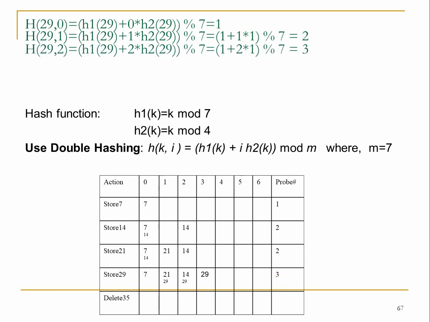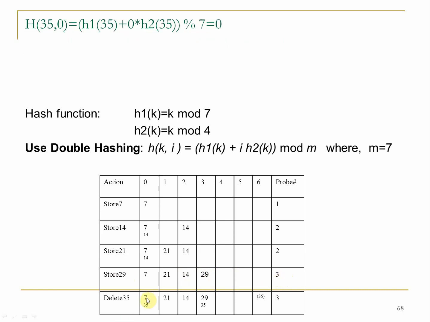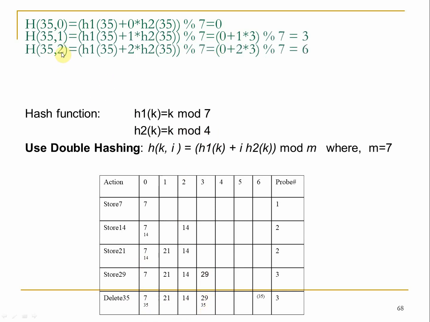Finally, when we try to delete the value of 35, it gives you the same home position 0 as all the other elements 7, 14, and 21. When that happens, we need to use the second hash function to help us find the next location to probe. Therefore, when we change i to 1, you will use the second hash function, finding out that 35 mod 4 equals 3, and therefore 3 spaces is what you need to try. In this case, it is occupied, so i changes to the value of 2, multiplied by 3 spaces, indicating 6 spaces away from the home position. That's why you'll be able to look into the index of 6.